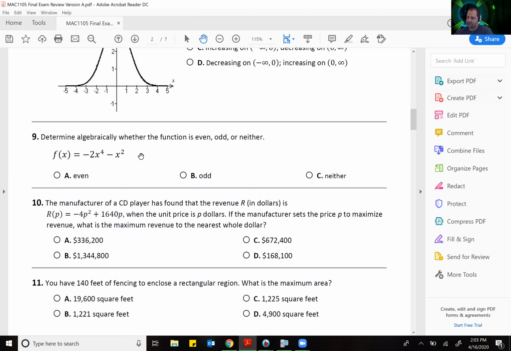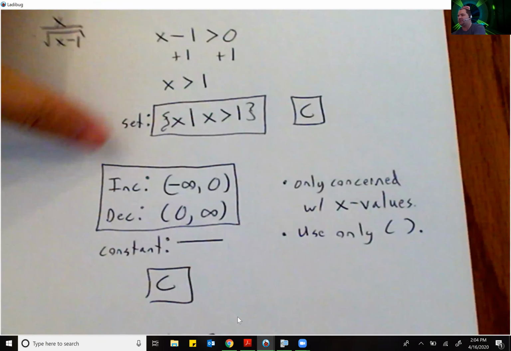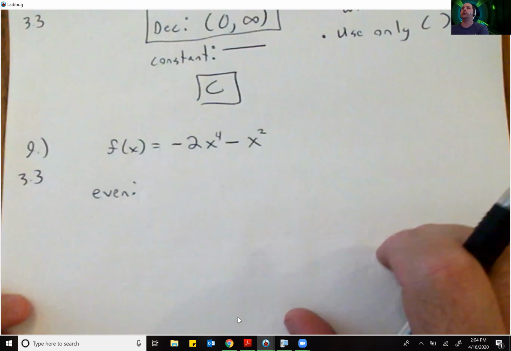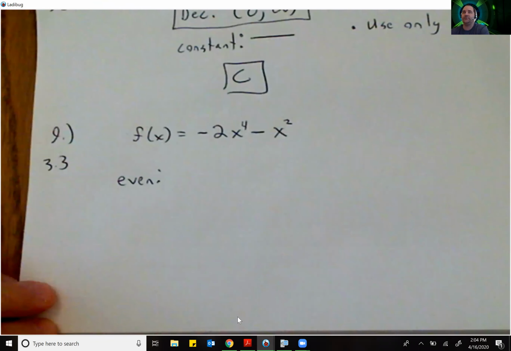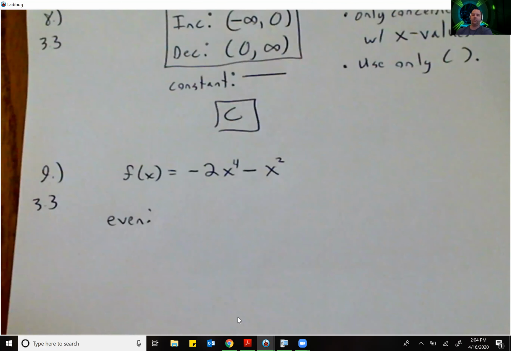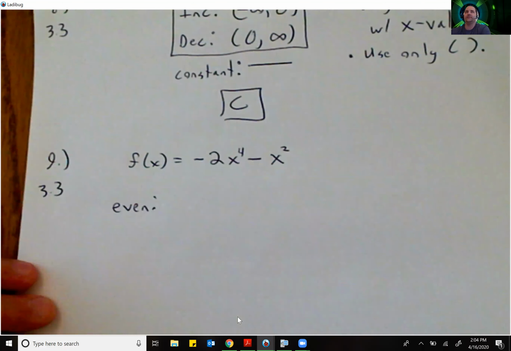So let's talk about testing even. When you test even and odd, it's just like when you did testing for lines of symmetry. It's just like when you were looking to see if it was symmetrical to the x-axis, symmetrical to the y-axis, symmetrical to the origin. So when a function is even, that means that it is symmetrical to the y-axis.